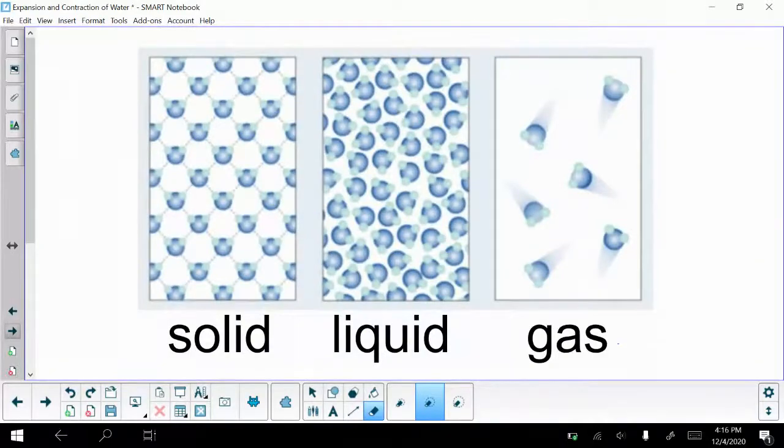In solid water, the molecules arrange themselves in a pattern or grid, and that creates a little bit more space between them than they do in the liquid, but less space than they do in the gas. Between the solid state and the liquid state, the water molecules are actually less dense. They're farther apart because they have more space between them.